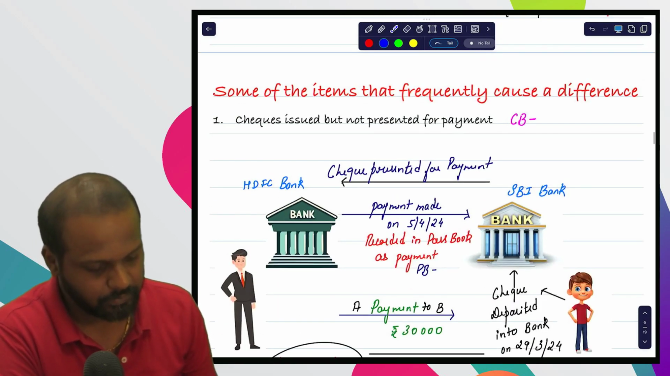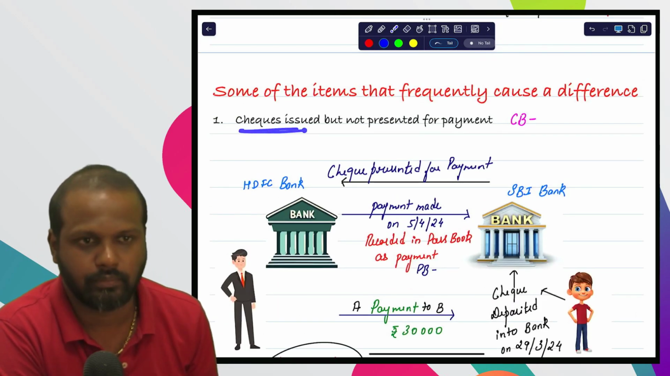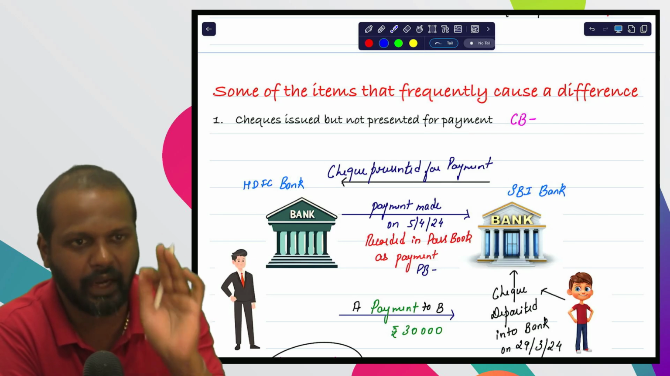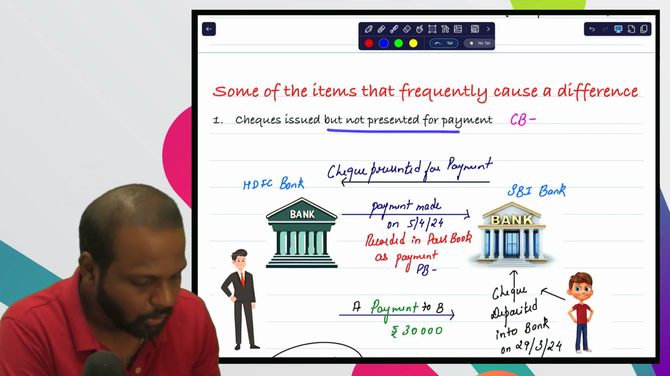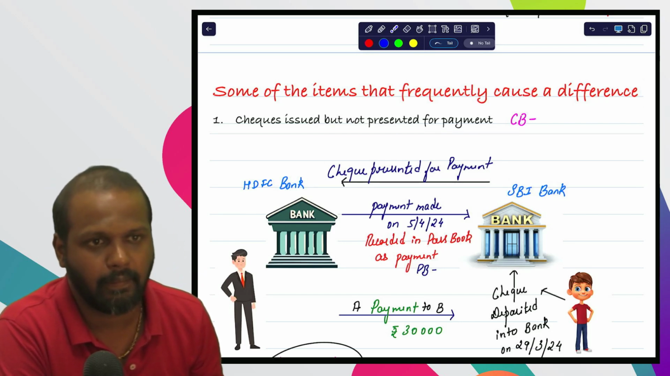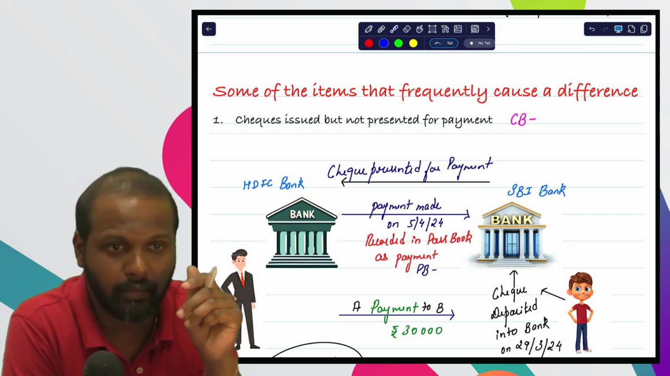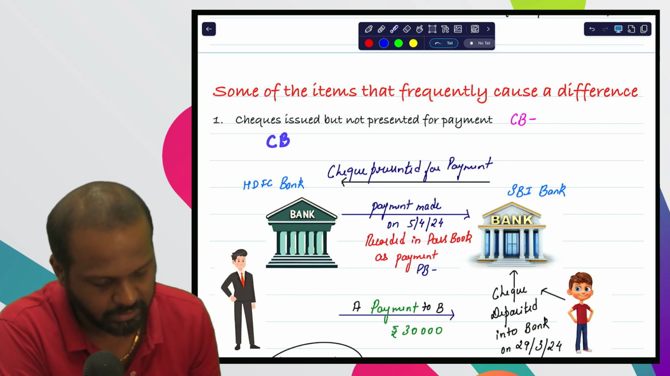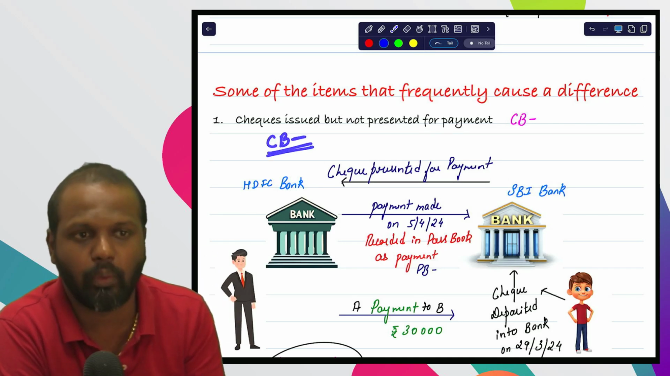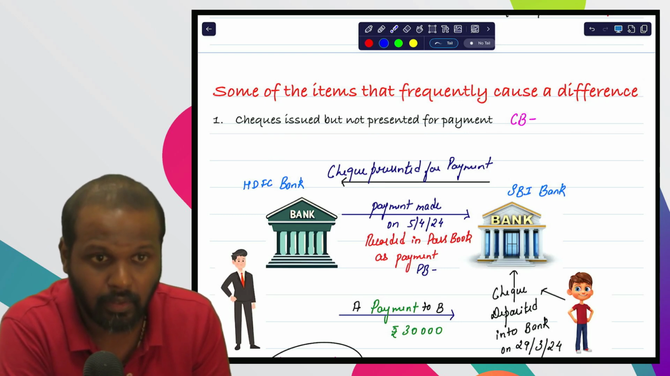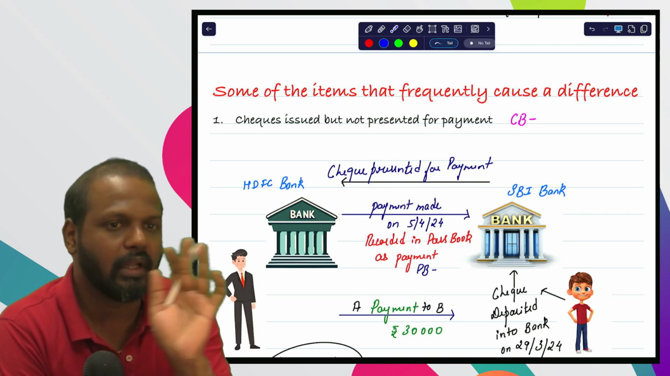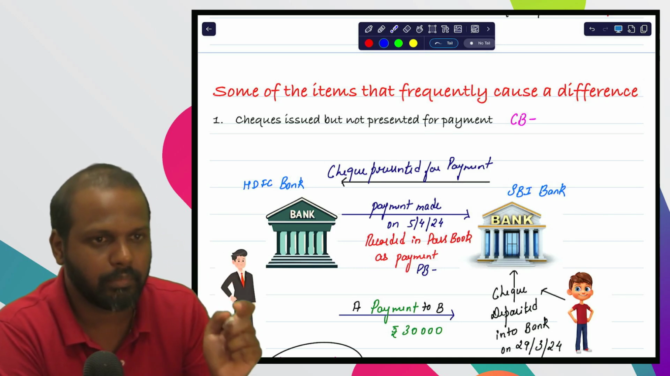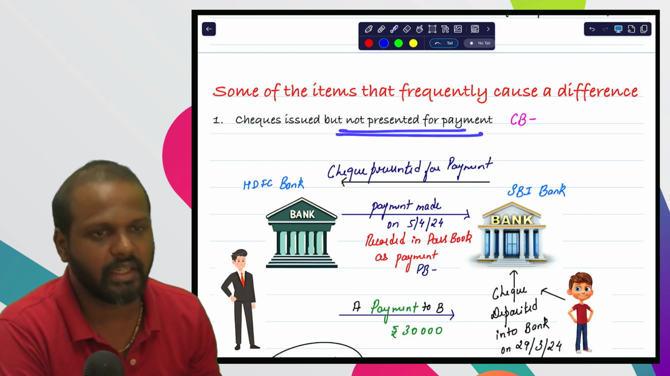So listen, check issued. The day when I issue the check, I told you first you do the entry in the cash book, but not presented for payment. I issued the check. The day I issued the check, I did the entry in the cash book as minus. Checks issued for payments are done as minus. But my passbook has not made any entry. Sir, how do you know that my passbook has not made any entry? Because the check is not presented for payment.